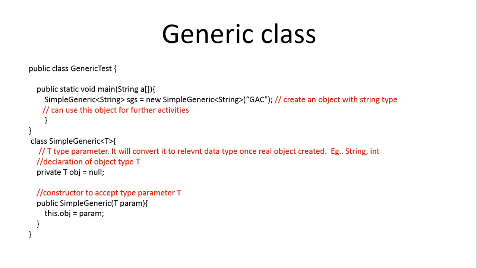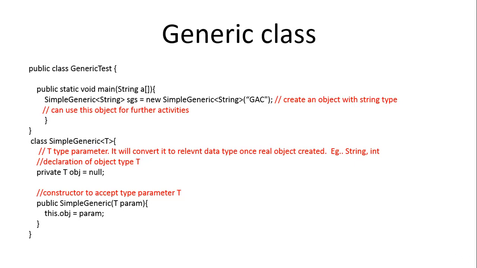This is a demonstration about generic class. We have public class GenericTest, and inside that we have the main method, and other than the GenericTest class we have another class called SimpleGeneric. Here the T is the type parameter. It will convert to any relevant data type once the real object is created. So T can be String or int, something like that.